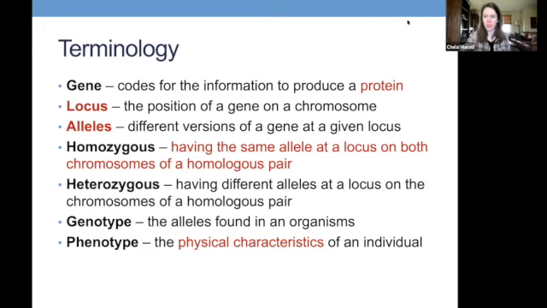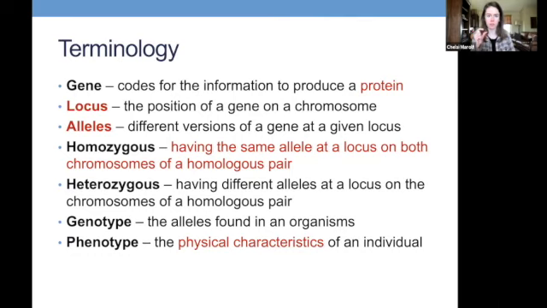So all these terms maybe sound familiar, maybe you don't exactly remember what they mean. I'm not going to go through them all on this slide, but we'll talk about them all throughout this PowerPoint, but you can always just come back to this slide if you forget what any of these things are. I think the most confusing one for any student that I have in any class where we learn about this type of stuff is the locus and the allele thing.